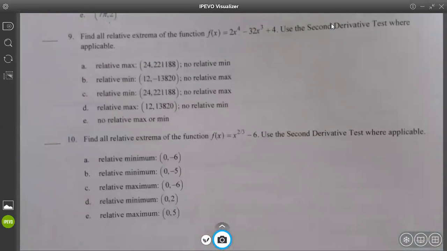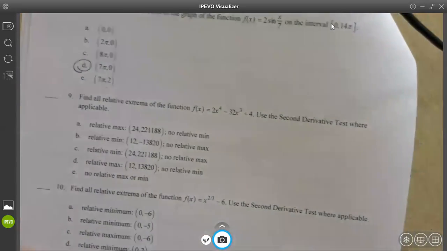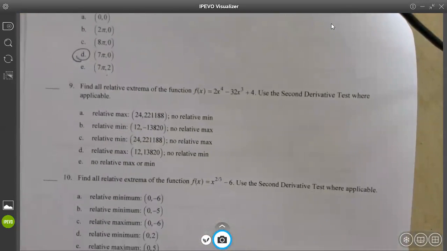All right. Number 9. Got plenty of room. I don't read my notebook anymore. Find all relative extrema of the function 2x to the 4th minus 32x to the 3rd plus 4. Use the second derivative test where applicable. So we're going to do that.